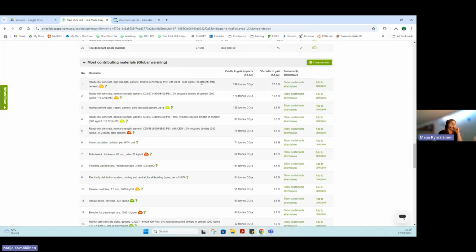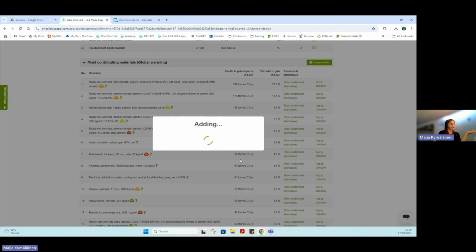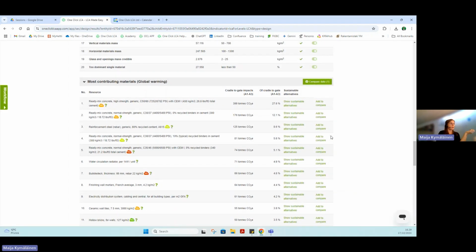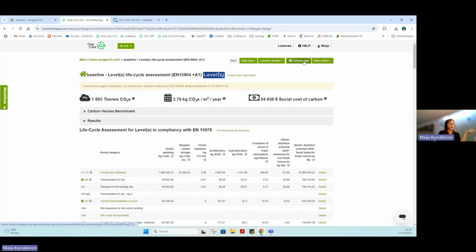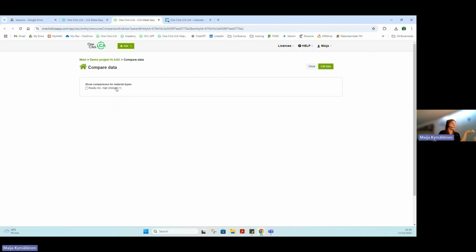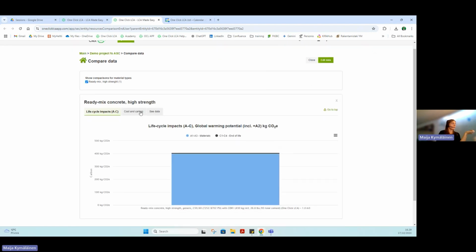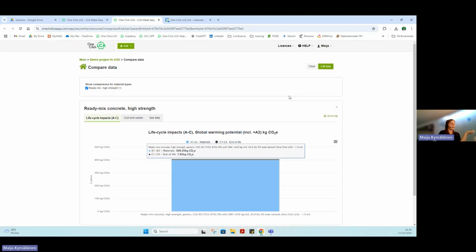And then what we can do is add to compare. So this ready-mix concrete high strength, we could add from here to this comparison function. What would then happen is, if you scroll all the way up, compare data, it should show here. So yes, it shows here. And then we get the values here, and then we could go back, find different materials, add them here to compare, and then you would easily get a view of how much impact there is in different life cycle stages, and then make your decision based on that.